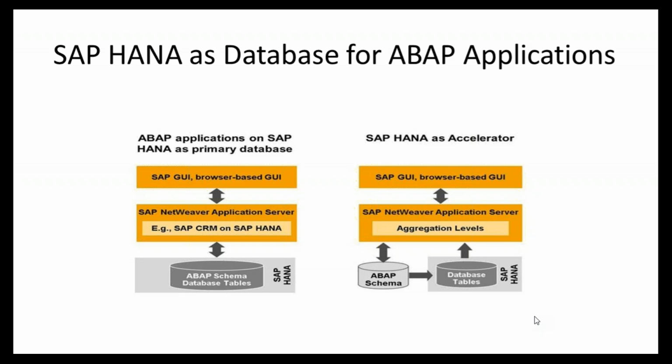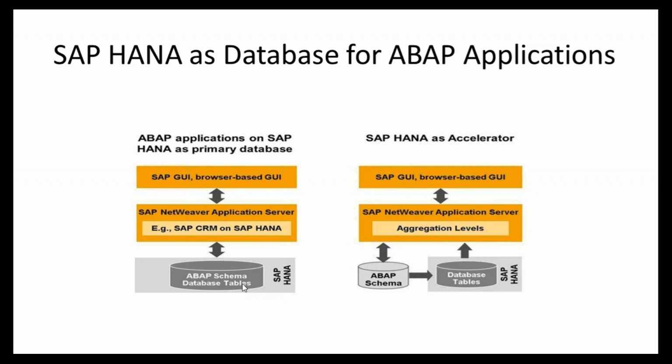So, ABAP application. Now we have ABAP schema database tables, and we have the ABAP schema database. Here, when we have ABAP as the primary and HANA as the primary database, we can write the ABAP schema database tables. So here we have SAP database tables, normal database tables also, and schema based database tables.